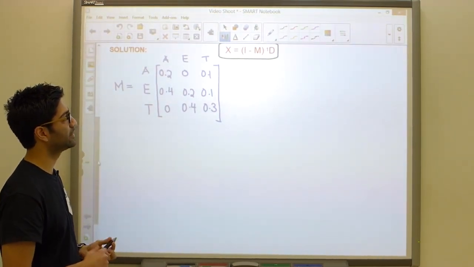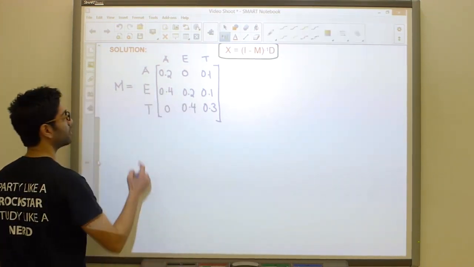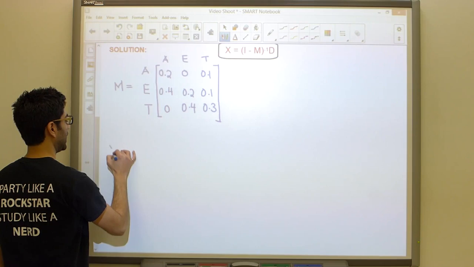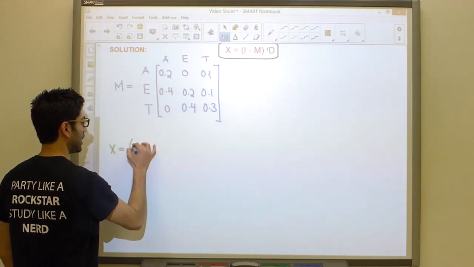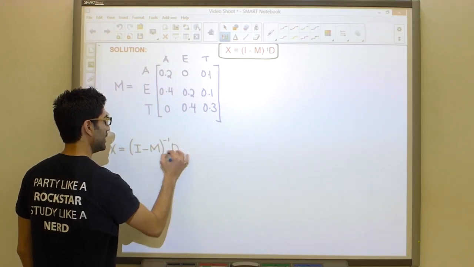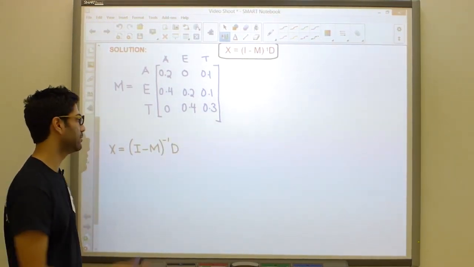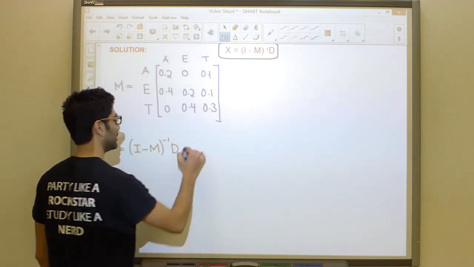Let's take a look at what that formula is going to end up giving us. So the next thing we're going to do is say, okay, if x is equal to (I minus M) inverse times D, let's insert. We have all of the ingredients we need now to be able to set up this formula.